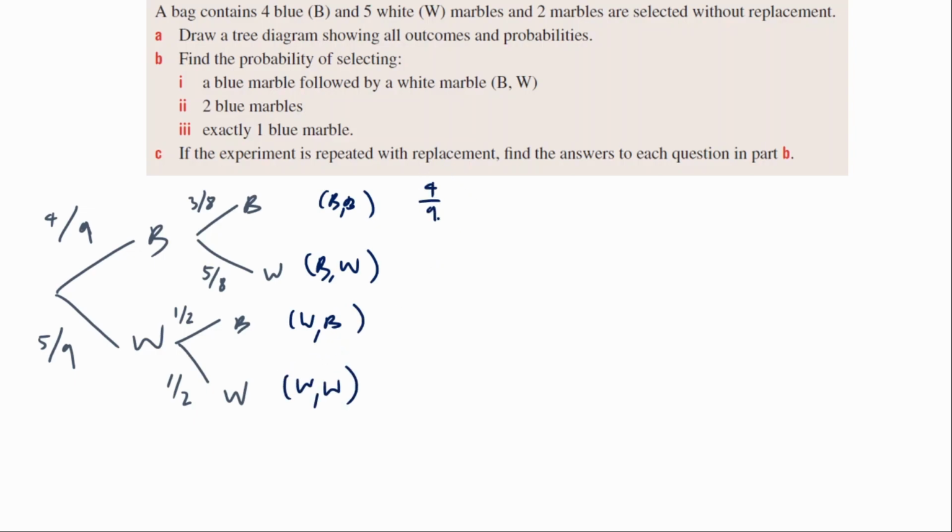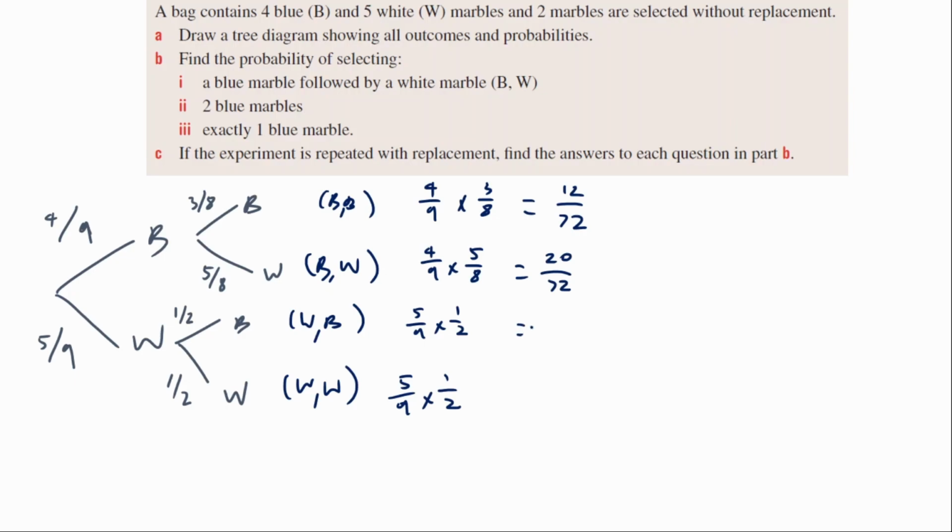And let's work out the probabilities. This one will be 4 out of 9 times 3 over 8. This one will be 4 over 9 times 5 over 8. This one will be 5 over 9 times a half. And this one will be 5 over 9 times a half as well. And let's just work those out. This one becomes 12 over 72. This one becomes 20 over 72. This one becomes 5 out of 18. And this one is also 5 out of 18.